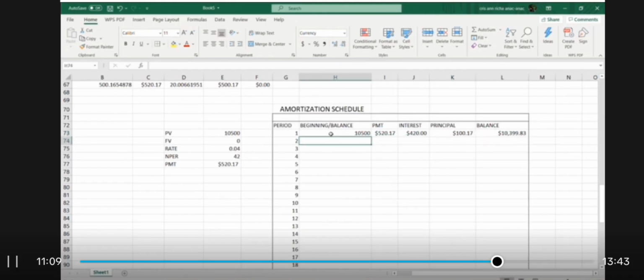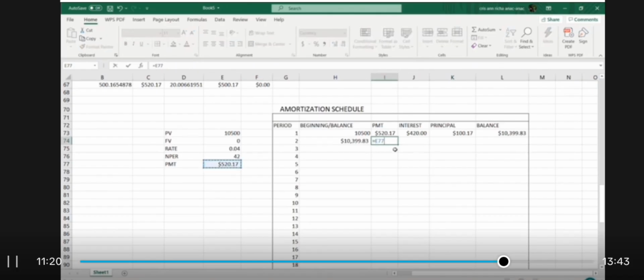Now our beginning balance will be this one, and then the PMT is still our PMT here. So equals, okay, we simply put a dollar sign before and after the cell reference, then enter. We put dollar signs so Excel won't change the cell reference when copying formulas. It keeps one value fixed while allowing others to update.